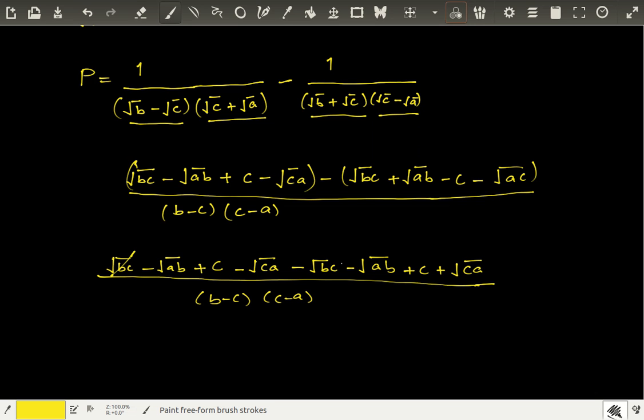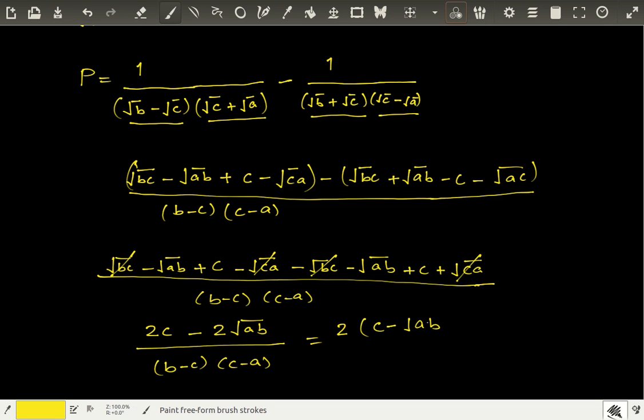So this root bc and minus bc cancels, minus ca cancels with this plus ca, and we are left with c plus c is 2c, minus root ab minus root ab is minus 2 root ab, divided by b minus c and c minus a. This is equal to, we take 2 as a common factor out and we get c minus root ab over b minus c and c minus a. So we have the value of p.